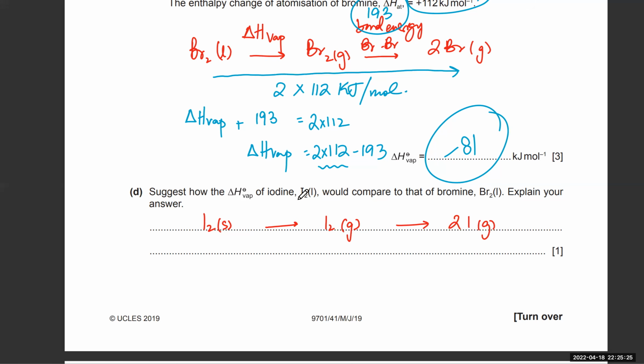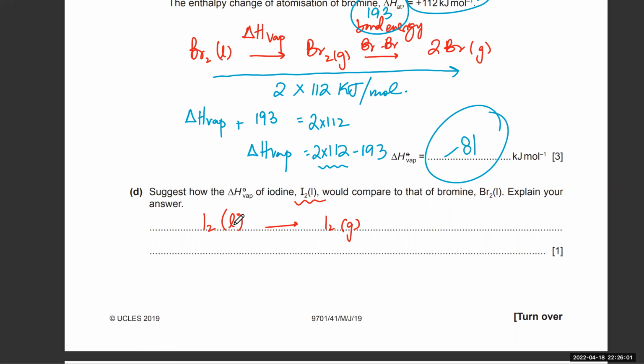But they're actually talking about iodine liquid, by the way. They're very specific about iodine liquid, and I think they've written the state as well. So I'm just going to ignore everything else and not link it up with the equation above. It's basically iodine liquid turning into iodine gas. So is that going to have a bigger value or a smaller value compared to bromine?